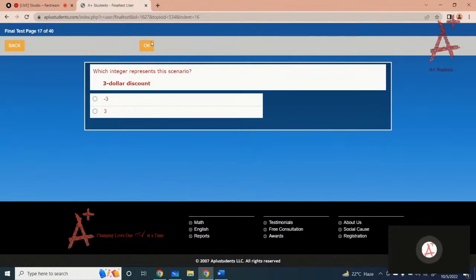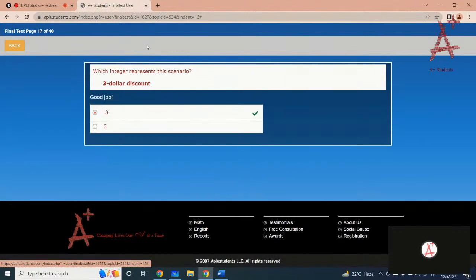Okay, which integer represents the scenario? A $3 discount. Is it positive or negative? Yes, it's a discount. So discount means a decrease. Yes, it is negative 3. Very good.